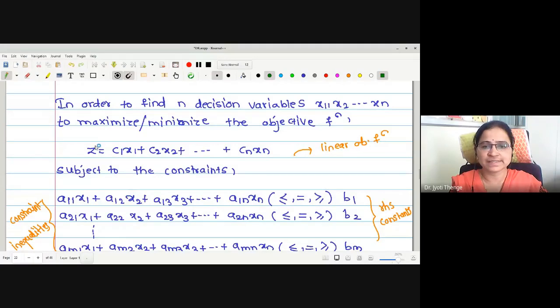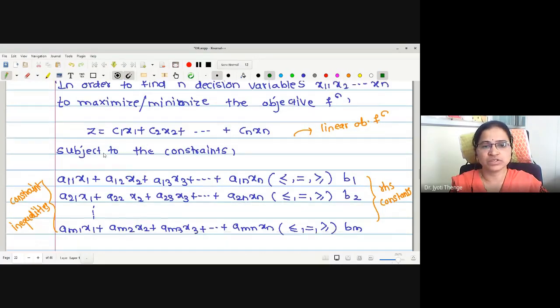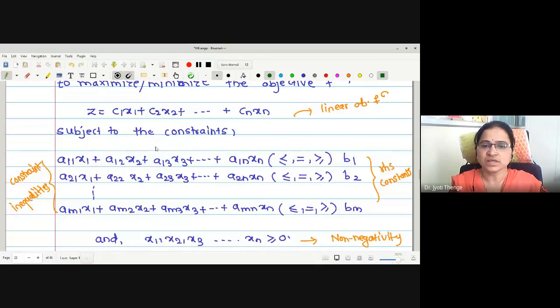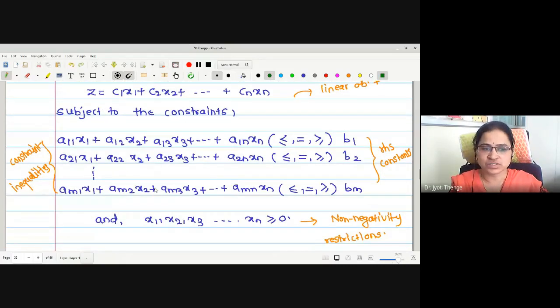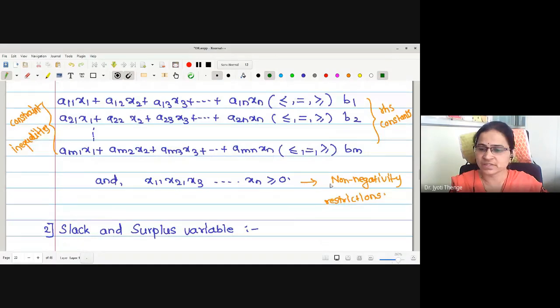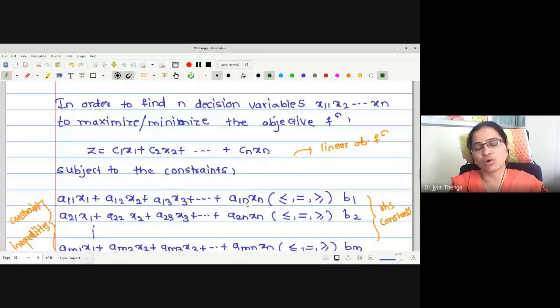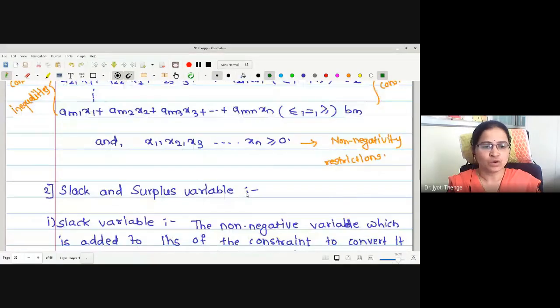The objective function is linear, no doubt. Z is equal to c1x1 plus c2x2 plus up to cnxn, subject to these constraints. The constraints are also linear inequalities. Whenever we say inequality, there are three possibilities: less than or equal, greater than or equal, or equal to. Therefore these are called linear inequalities. The right hand side values b1 to bm are called right hand side constants, and the problem also satisfies the non-negativity restriction. That is, the values of all the decision variables or original variables must be non-negative.